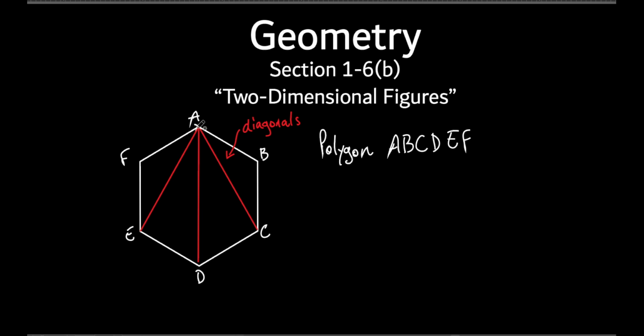What I'm going to do is start from A and go to a non-consecutive vertex. So E is not next to F. D is not next to F. C is not next to F, okay? I can't go to B because B is next to A, right? It's consecutive. So those would not be diagonals, but those three right there from point A would be the diagonals.